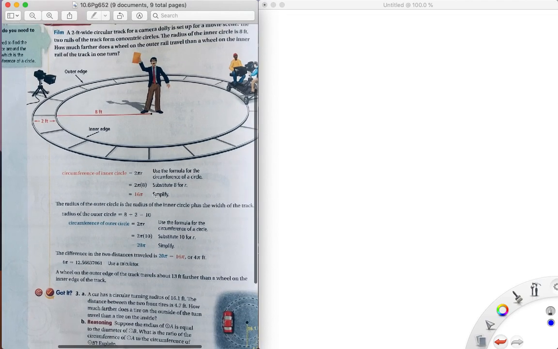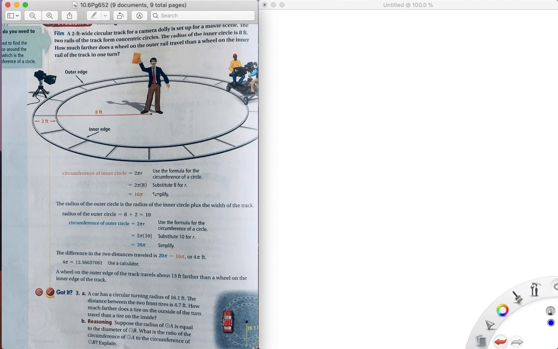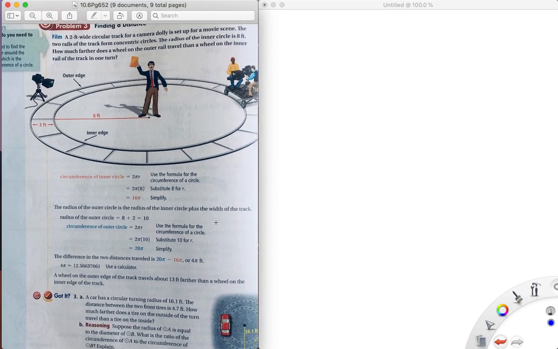Alright, so when trying to find circumferences, you can answer questions in terms of pi, or you can answer in decimal form if they ask you for feet. Most cases it's going to be in pi. So in the case of this problem here, we have a guy that's standing in the center.